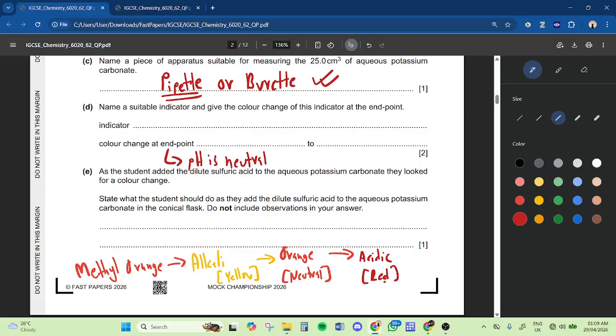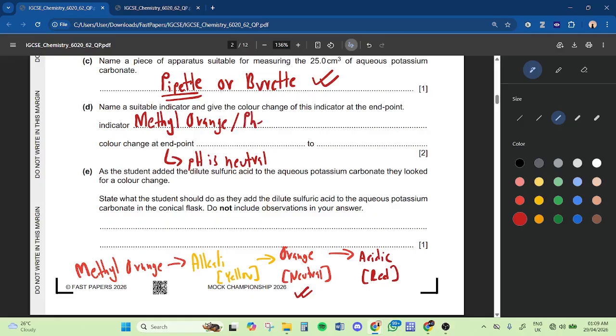So in this case, we're trying to find the endpoint, which is the neutral point. If you go to the acidic point and you write red, you're not technically wrong, but it does mean that you've overshot your solution, which is why we want to stick to what the color scheme is at the neutral point. So you can write a bunch of different indicators as long as you get their end color right. So you can write methyl orange. You can also write phenolphthalein.